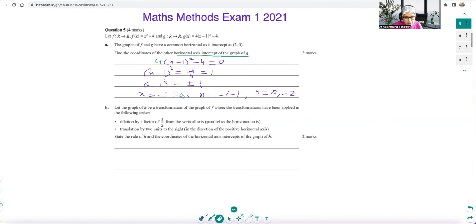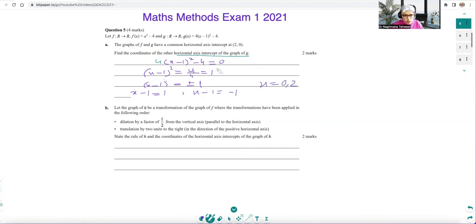I think I made a mistake here. Let me just rewrite it. So we got 2 values of x. That's definitely 2 values. That's what happened when we started to skip the step. x minus 1 is equal to 1, and x minus 1 is equal to negative 1. So that gives me 2 and that gives me 0. So that means I've got 2 values: one is 0 and the other one is 2.